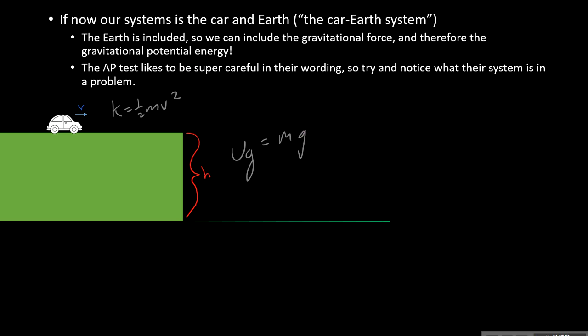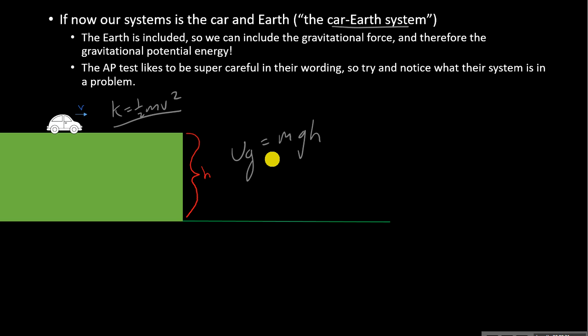M times g times h. Well, the AP test likes to have what you would almost call a trick question, where they might say, use the system of the car. And then you have to know it's just kinetic energy. Or you'll see this terminology a lot, like car-Earth system. If there's three things, the car-Earth-spring system, they're really just trying to cover their bases. So they're being absolutely clear what they want you to include.